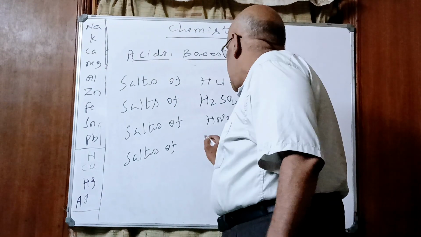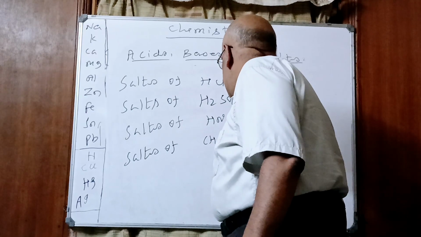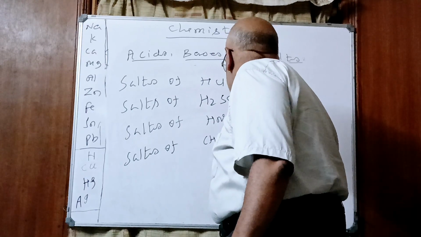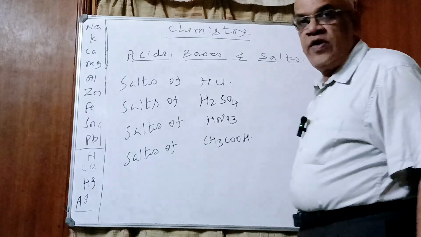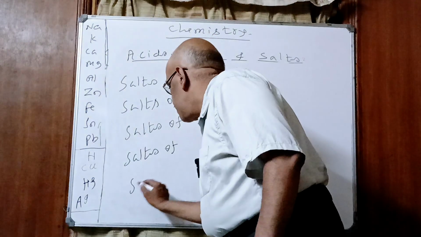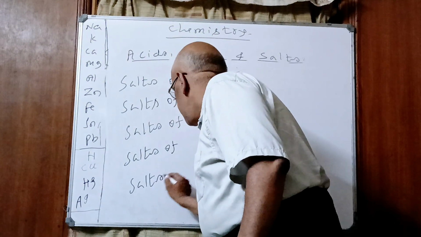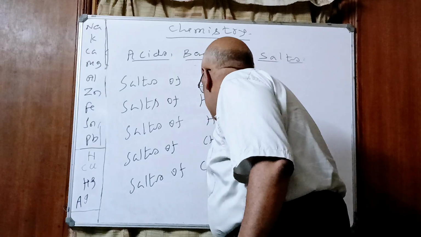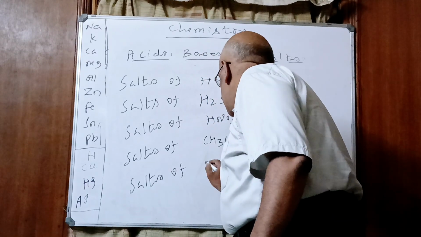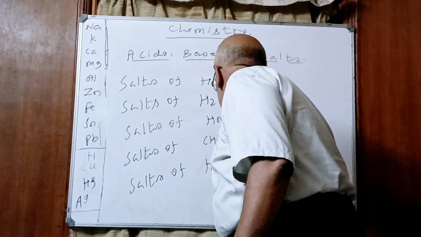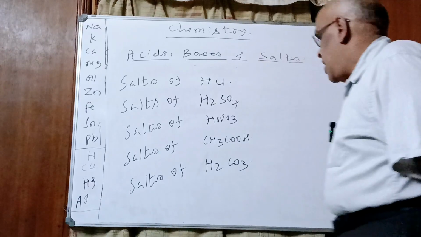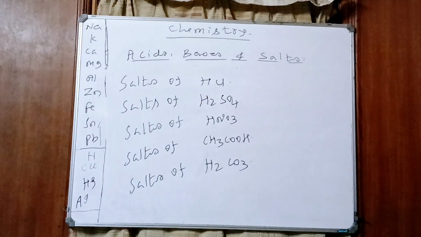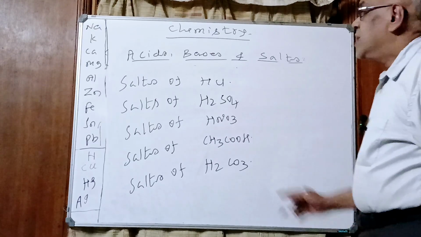Salts of acetic acid, CH3COOH. Salts of carbonic acid. What is the formula of carbonic acid, children? H2CO3. Any salt is left? Five salts. Five different types of salt.